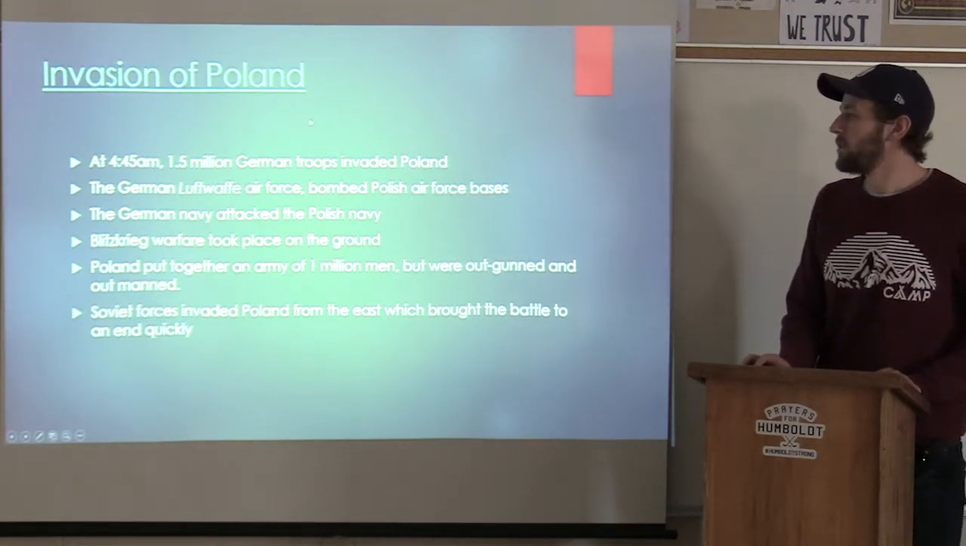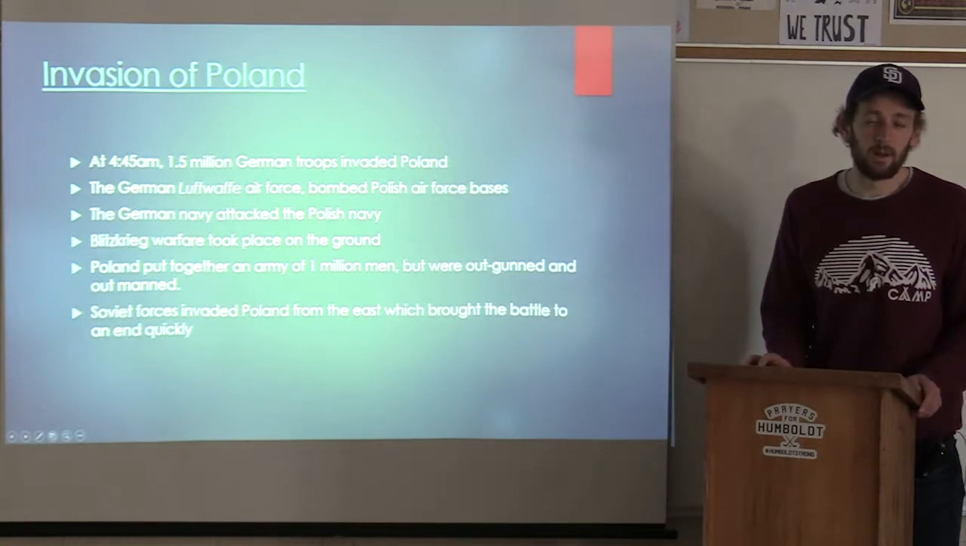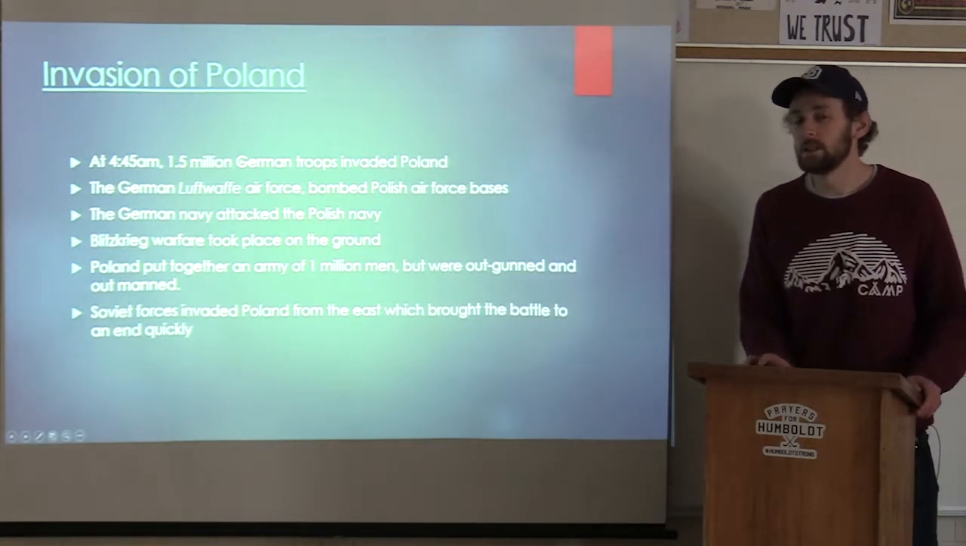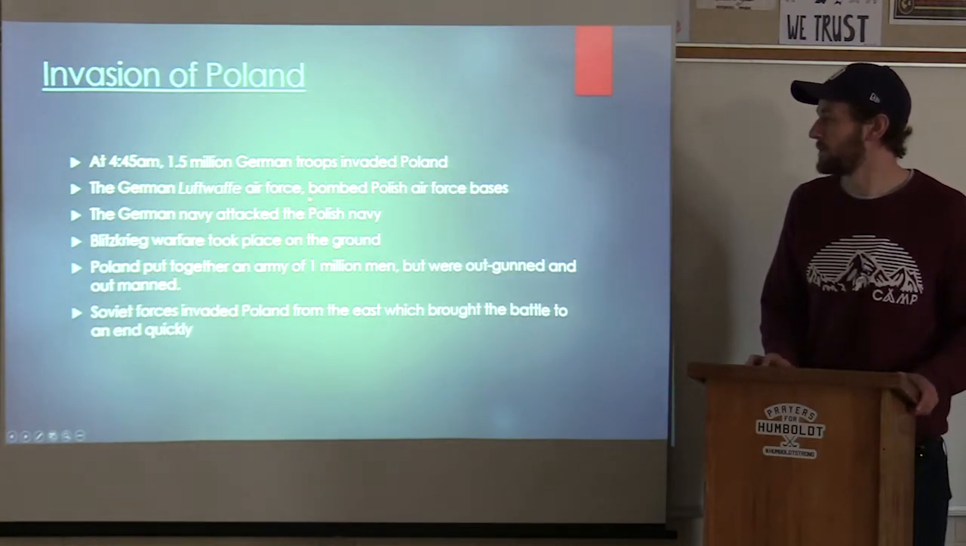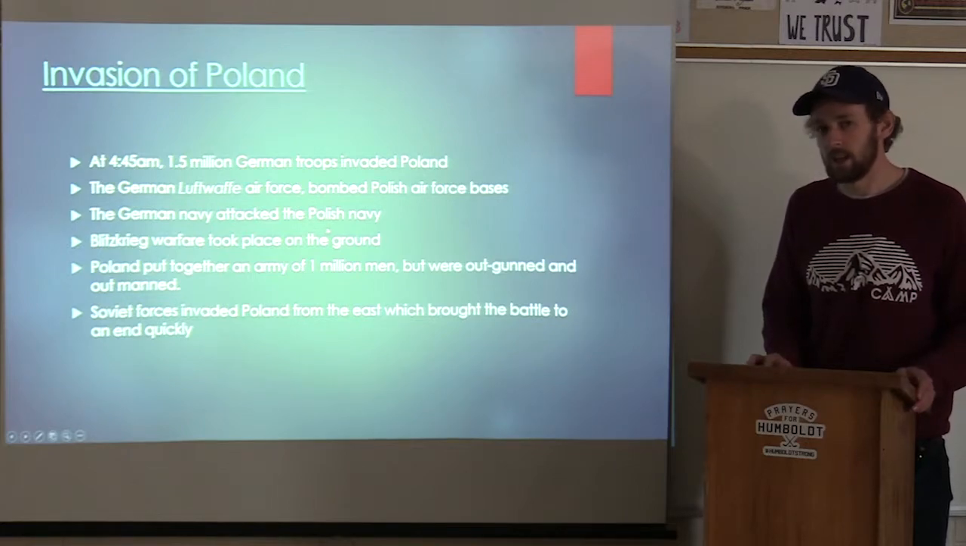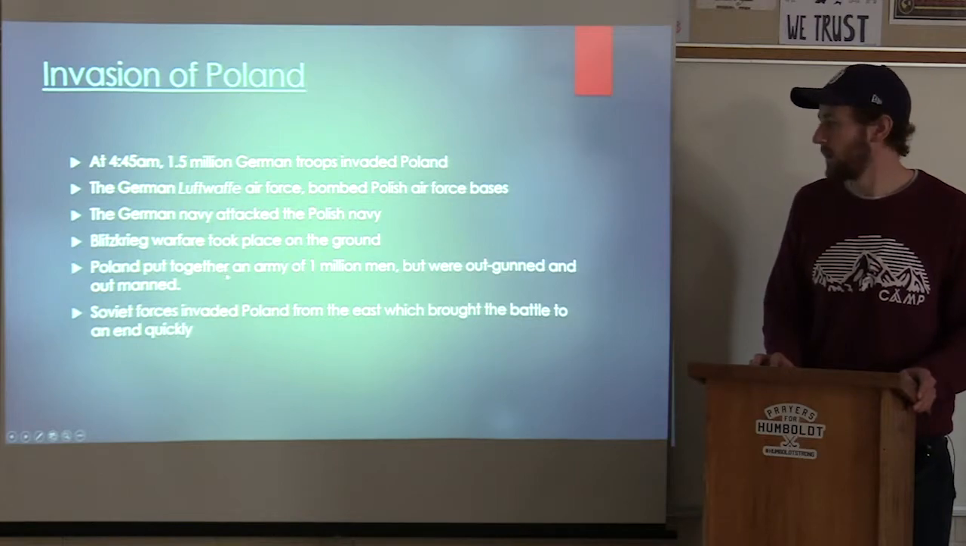So when the invasion of Poland starts, Germany marches 1.5 million troops across the Polish border. That's not all their troops, but that's already 15 times more than what they were allowed to have with the Treaty of Versailles. The German Luftwaffe Air Force bombs Polish Air Force bases to not allow the Polish planes to get off the ground. They attack the Navy so the Polish Navy can't get out to sea, and they blitzkrieg on the ground.